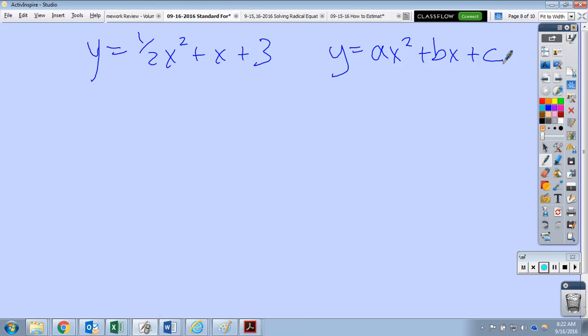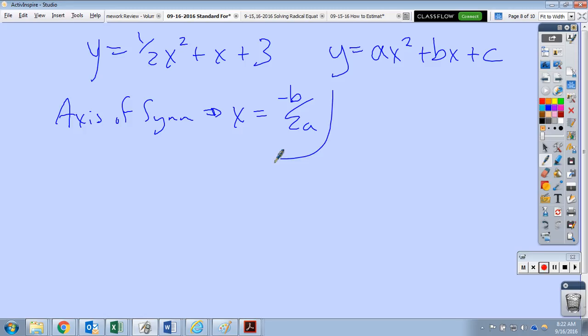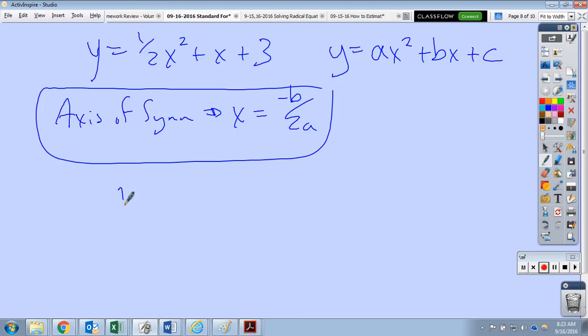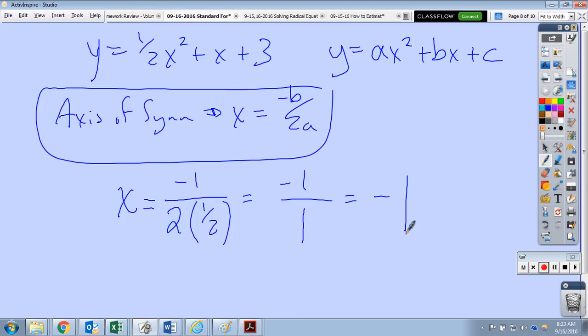Okay, now do we remember the axis of symmetry formula from the previous page? I just mentioned it. What is it? X equals negative b over 2a. So x equals negative 1 over 2 times a, which is 1/2. If we simplify this, we have negative 1 over 2 times 1/2, which is 1. And negative 1 over 1 is just negative 1.